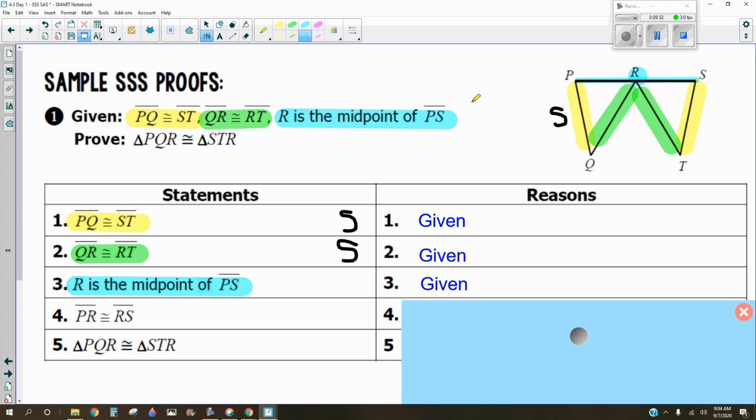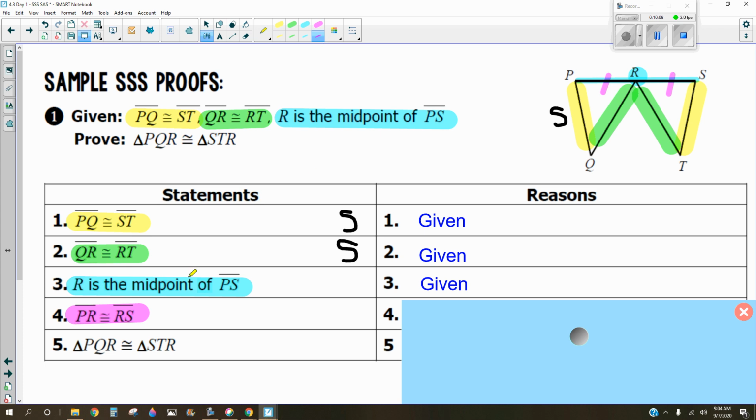I'm out of givens. Then they told me that PR is the same as RS. So I'm going to mark that on my picture. PR is the same as segment RS. These 2 segments are equal to each other. Well, notice that's the same one that has to do with the midpoint, right? So how did they know that these two pieces should be equal to each other?